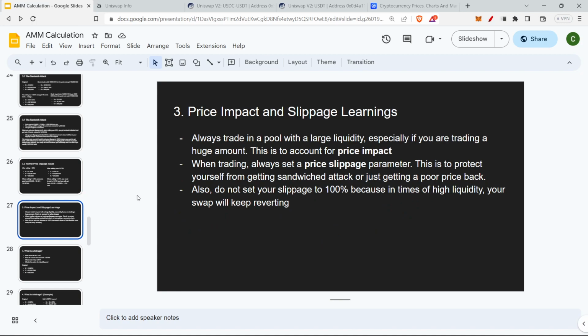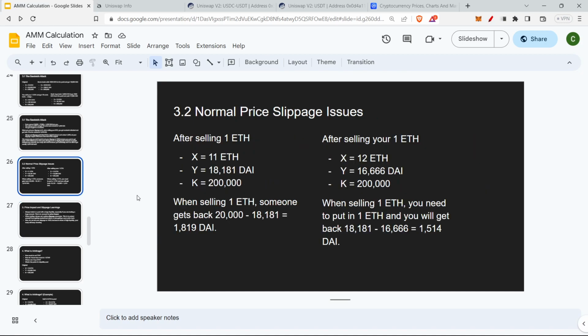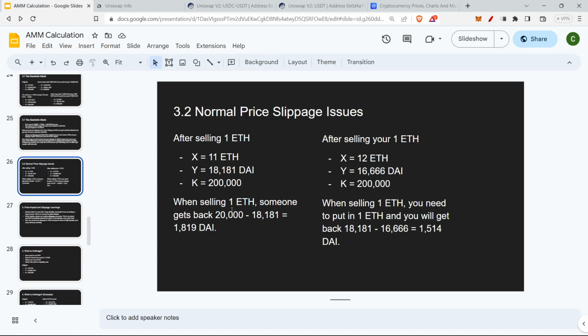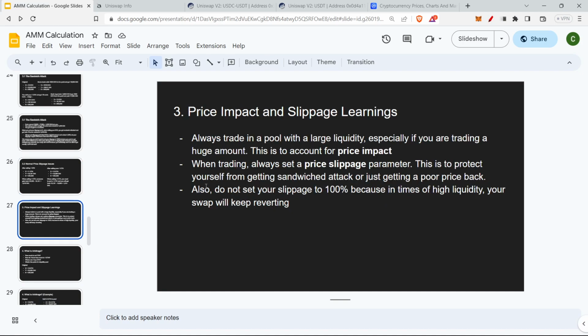What did we learn from price impact and slippage? Is that you have to always trade in a pool with a large liquidity. If this pool was very large, this disparity between 1.8k and 1.5k will not be so large. You can do the calculations yourself. You just multiply everything by 1000, like what I did for the price impact. And then you can see how much DAI you get back and what is the slippage.